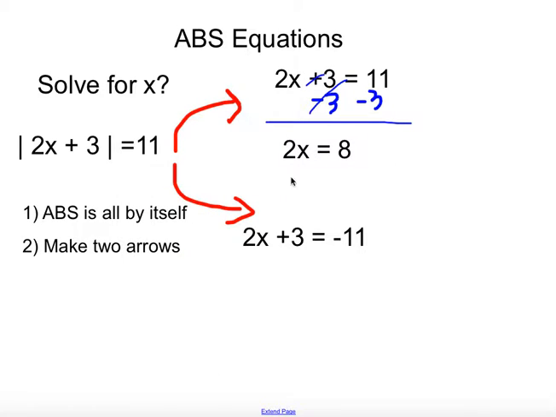Now, have we found x by itself? Not yet. We have 2x. We are looking for x. So what we're going to do, we're going to divide both sides by 2. Let's divide both sides by 2.